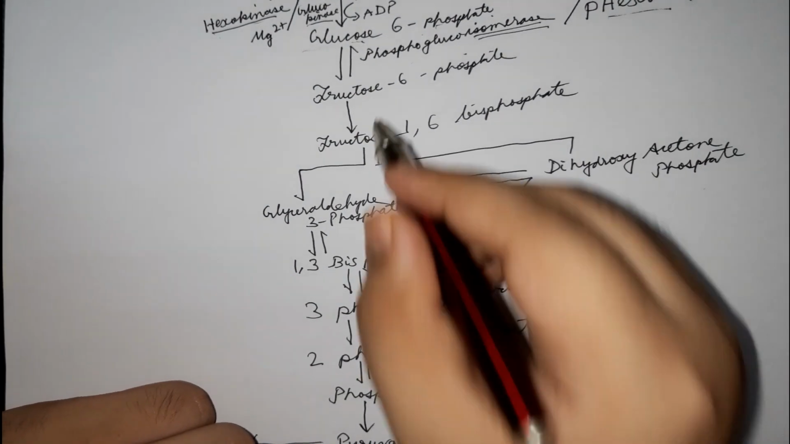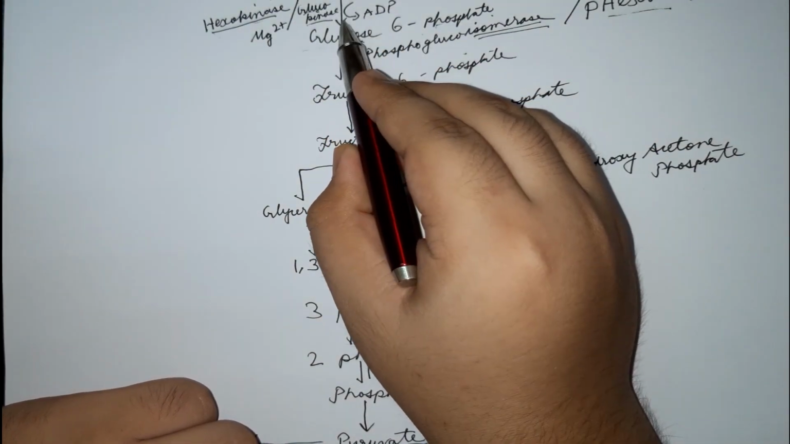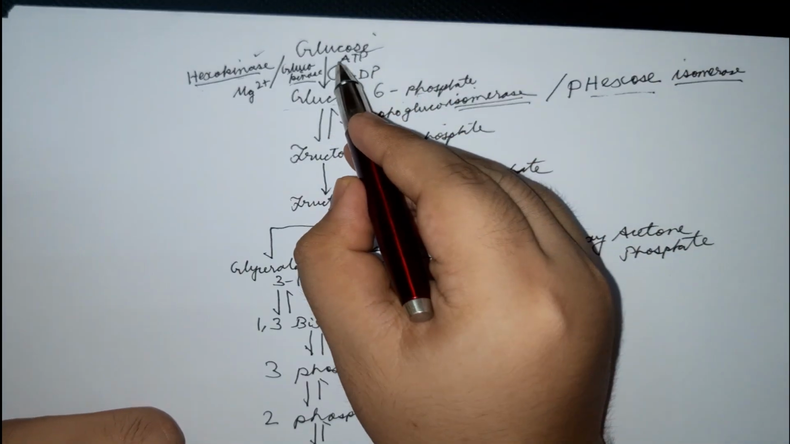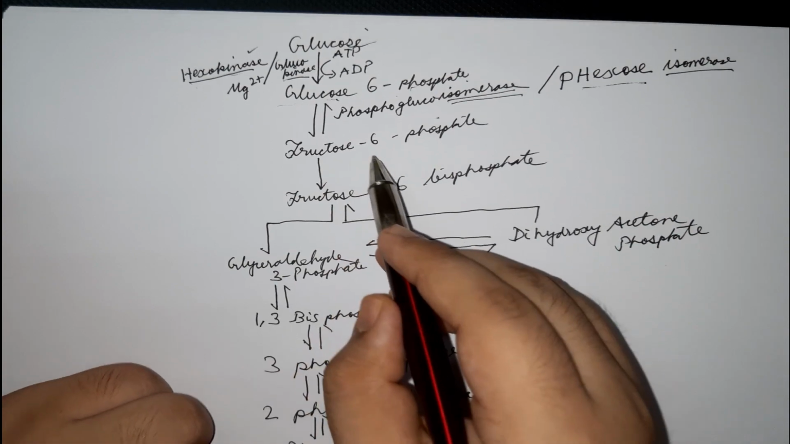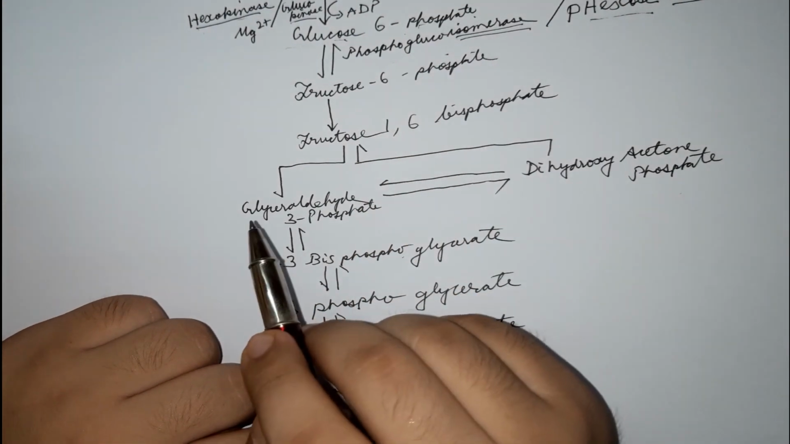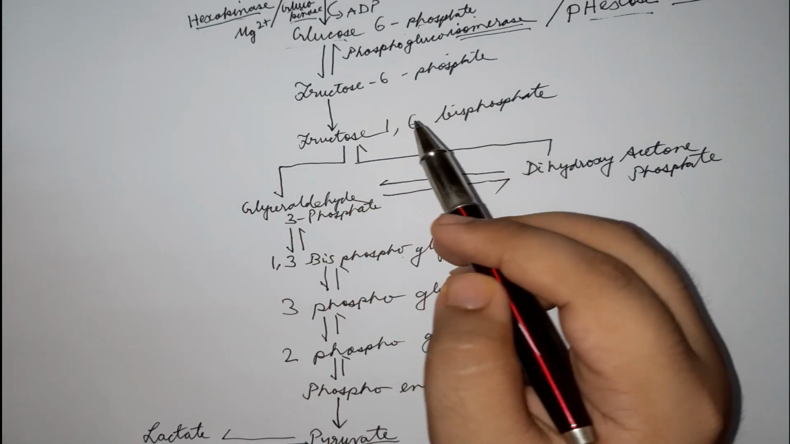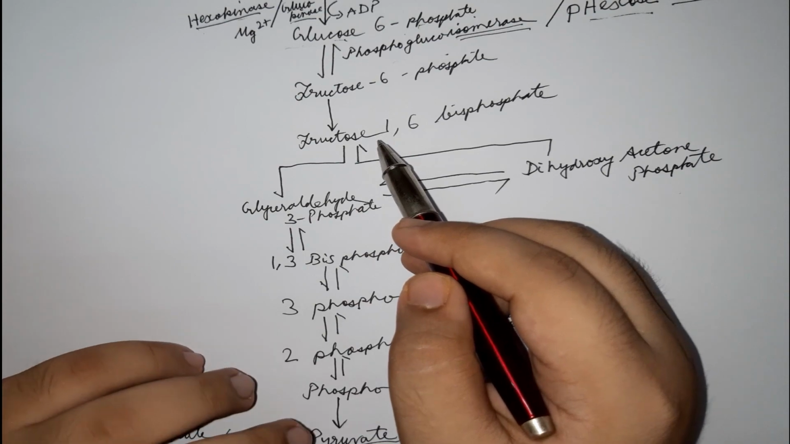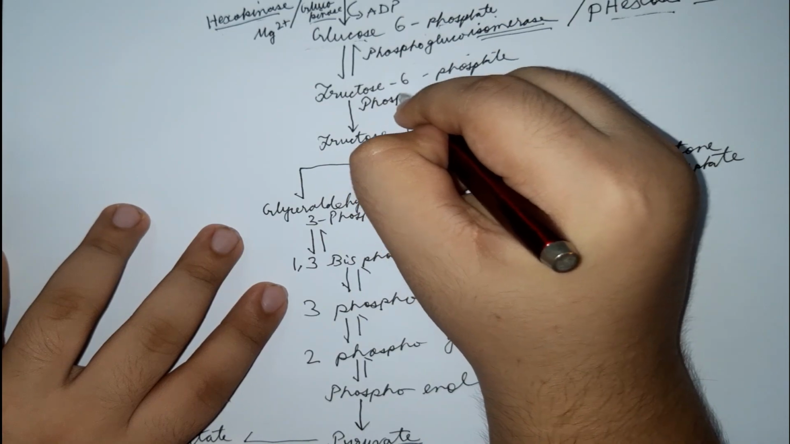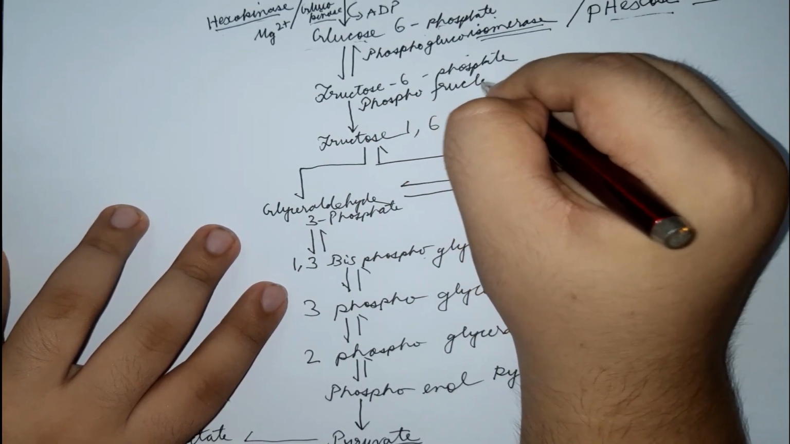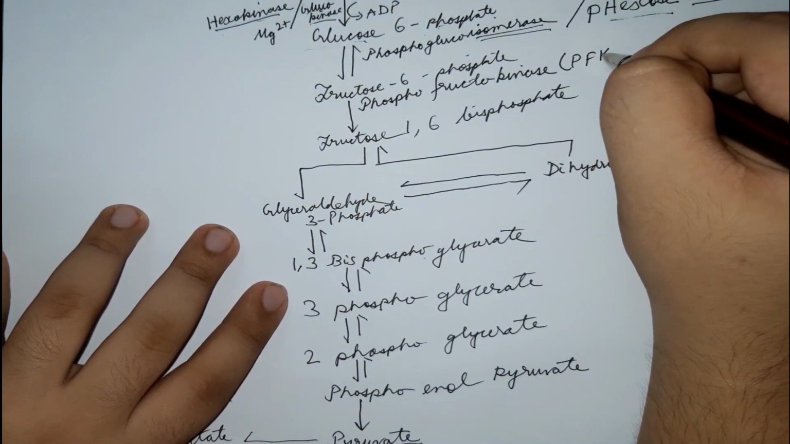Then the next step is again an irreversible step. So the first step is an irreversible step. The third step is also an irreversible step. Okay, fructose 6-phosphate to fructose 1,6-bisphosphate, right? So again we have a phosphorylation taking place. So the name of the enzyme is another kinase, right? The name of the enzyme here is phosphofructokinase or PFK.